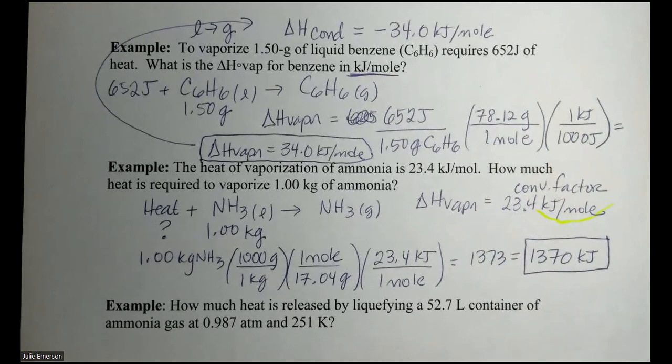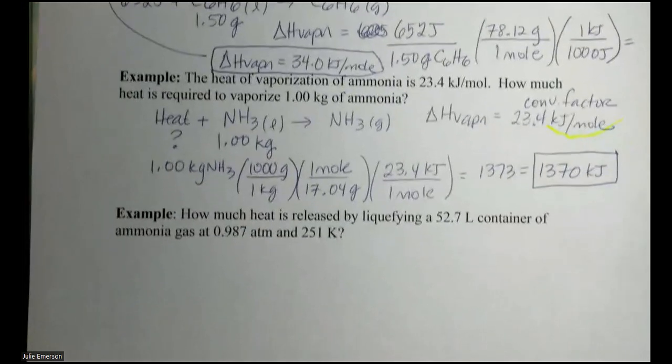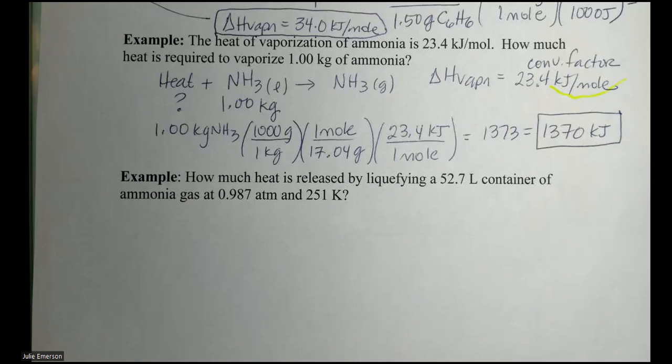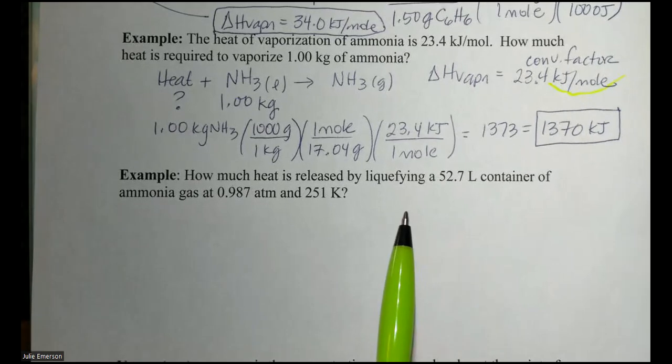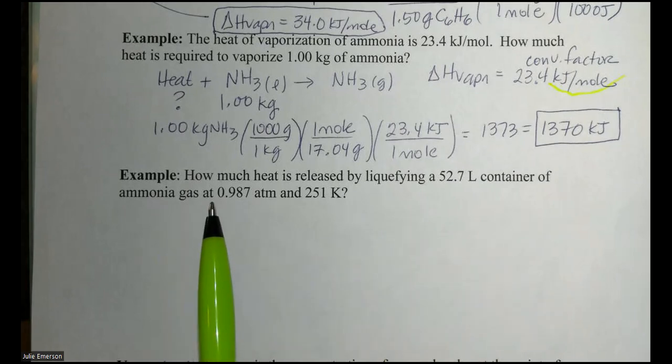So what you're going to notice in chapter 12 is there's a lot of chapter 7. So there's a lot of thermo here. We're just, instead of looking at chemical reactions, we're just focusing on phase changes. But a lot of the content that we learned in chapter 7 is going to come back. So here's another question that says, how much heat is released by liquefying or condensing a 52.7 liter container of ammonia at a certain pressure and temperature?